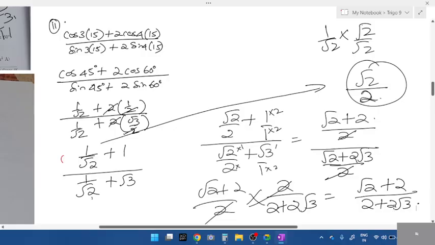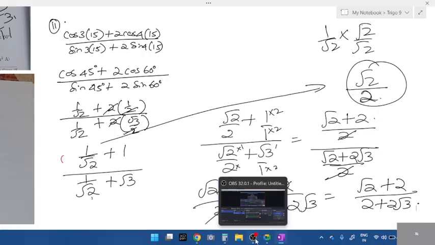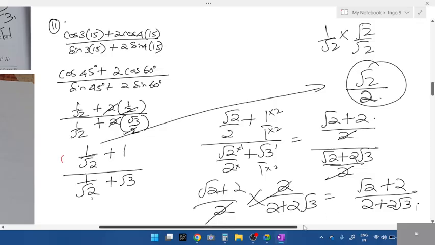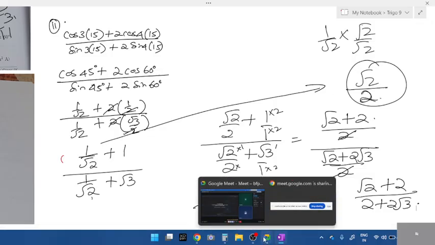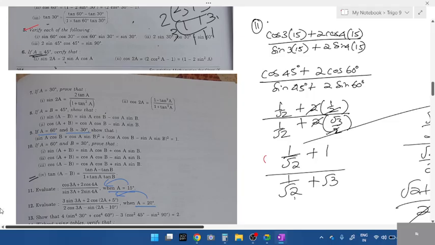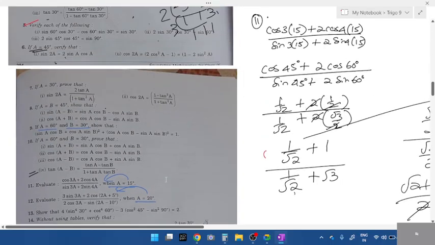Complete it. 2 root 2. Okay, anyway, record and upload. You complete it. Done? Only these types of questions for the exam, other things you just ignore. Tomorrow we'll start with 20C.